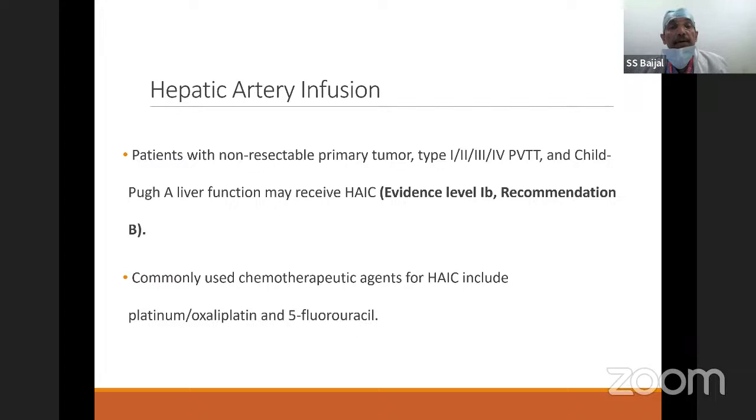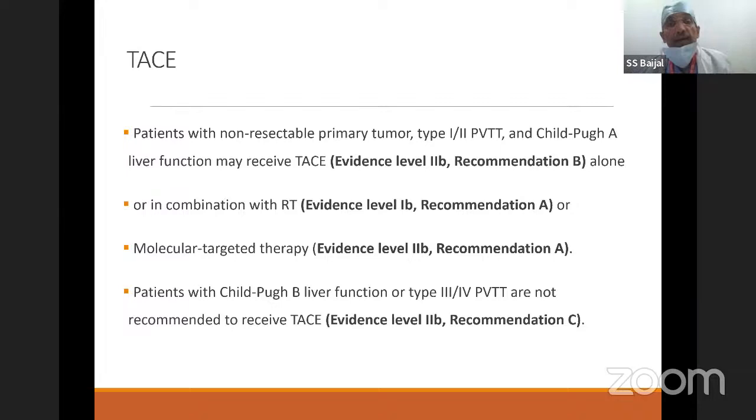As far as TACE, again, with patients with preserved liver function, Child's PUA, if the tumor was invading the portal vein tumor thrombus up to the segmental and up to the sectoral levels, with a high level of recommendation and evidence, one could suggest TACE. Because of the presence of some RCTs in which combinations of TACE with radiotherapy were used as compared to TACE alone, there is a recommendation that combination would definitely help. And similarly, molecular targeted therapies along with TACE seem to be better than TACE alone.